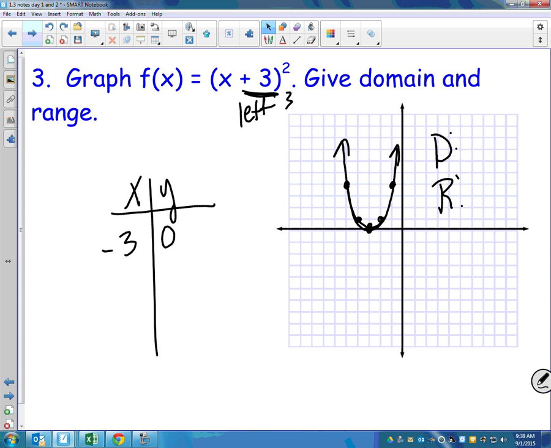Hopefully this will help us feel better with domain and range if we're struggling with it. Yesterday we said the domain of x squared is all real numbers. Is the domain of x plus 3 squared all real numbers? Yeah, we just moved it over 3. It's the same. Yesterday we said the range of just x squared was 0 to infinity. Has my range changed? No, because I kept it the same height. If I would have moved it up or down, my range would change. But if I don't move it up or down, then my range hasn't changed. Questions about that?